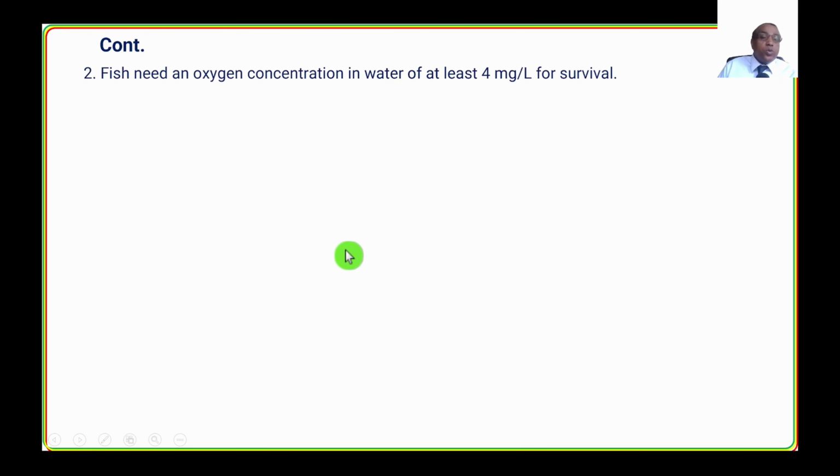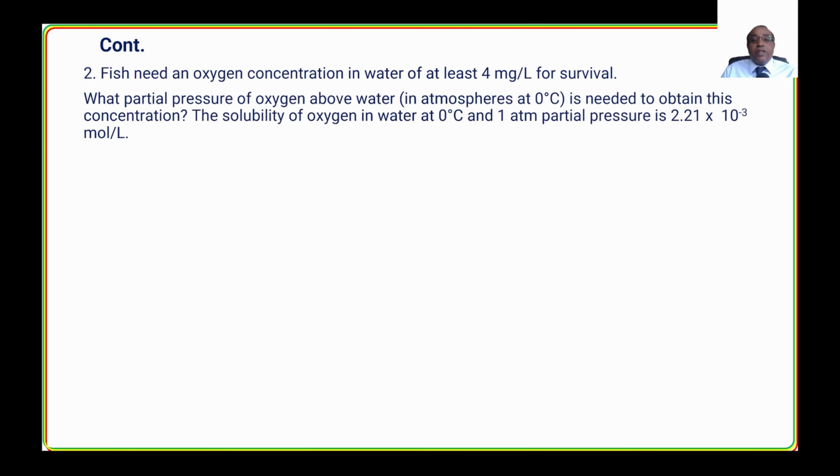Now let's see another question. Fish need an oxygen concentration in water of at least 4 milligram per liter for survival. What partial pressure of oxygen above water in atmosphere at 0 degrees Celsius is needed to obtain this concentration? The solubility of oxygen in water at 0 degrees centigrade and 1 atmosphere partial pressure is 2.21 times 10 to the power of minus 3 mole per liter.